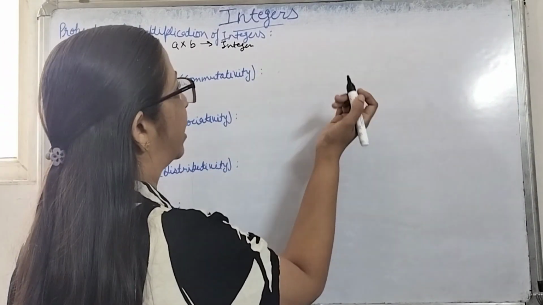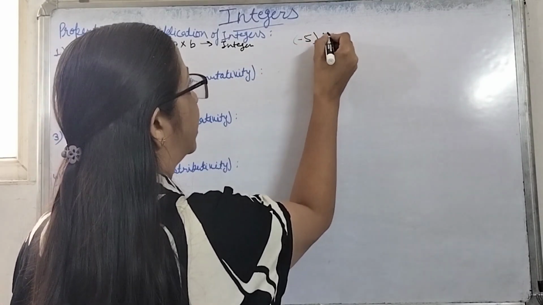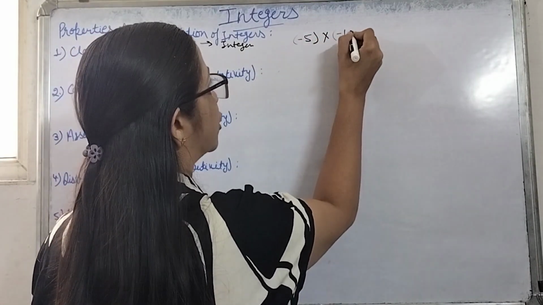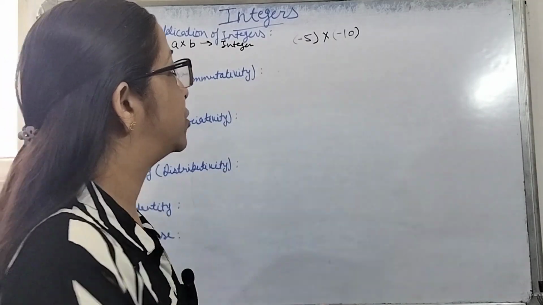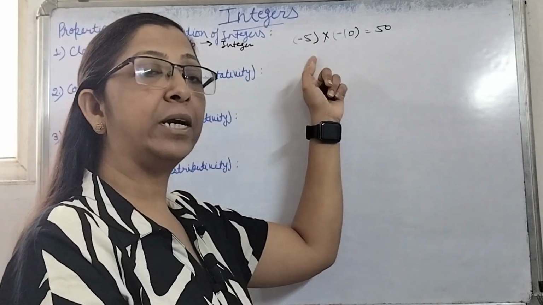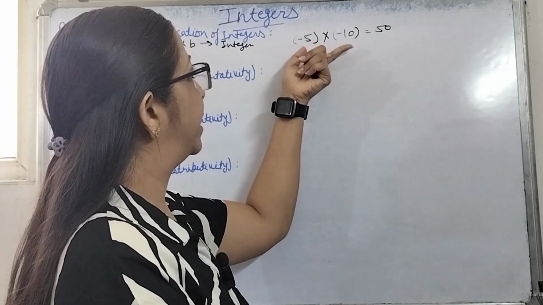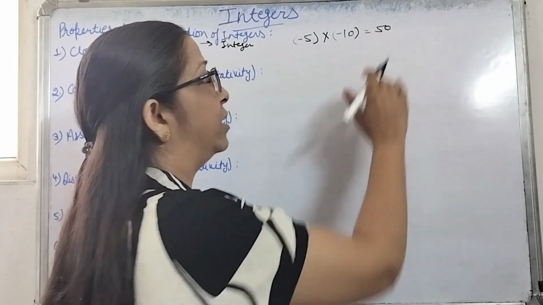Suppose one of the integers we have taken is -5 and another integer we have taken is -10. These two are the integers. If we multiply these two integers, the product will be +50 because both integers are negative. So when we multiply, the product will be positive. And 50 is also an integer.